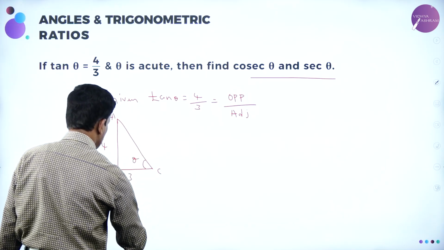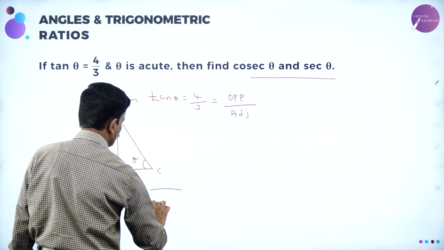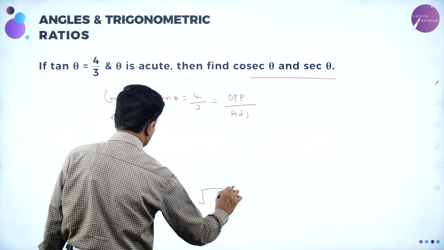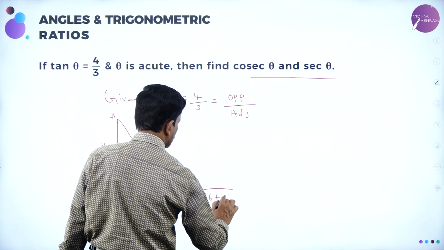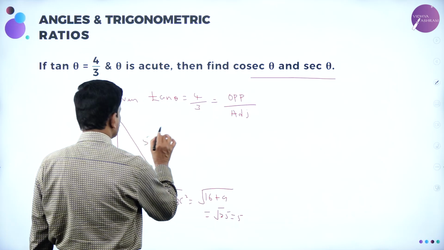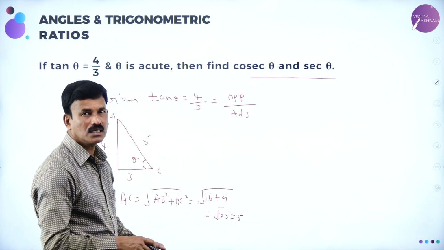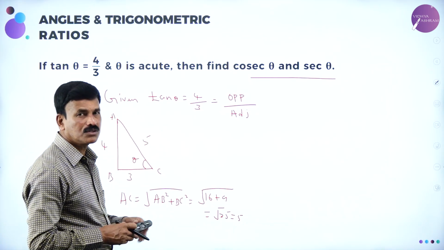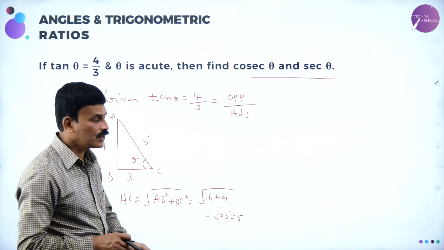So what is AC? AC is equal to root of AB square plus BC square. So that's equal to root of 4 square is 16 plus 9, that's equal to root 25, that's equal to 5. So as you know, 3, 4 and 5 are Pythagorean triplets. If AB is 3, BC is 4, then definitely AC is equal to 5. 3, 4 and 5 are the Pythagorean triplets.